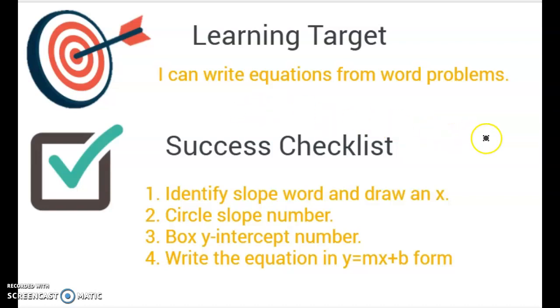The way we're going to accomplish that goal is by identifying our slope words. Once we have that word, we're going to draw an X, either on top of it or above it, right? Somewhere that I know it means slope. We're going to circle the slope number, because we've been circling slope, and we're going to put a box on the intercept number. Then we'll be able to write our equation, because we'll have our M and our B, and we're used to plugging them in. Okay?